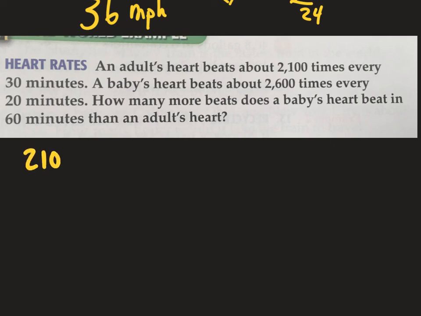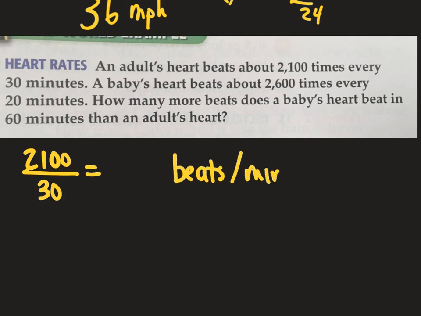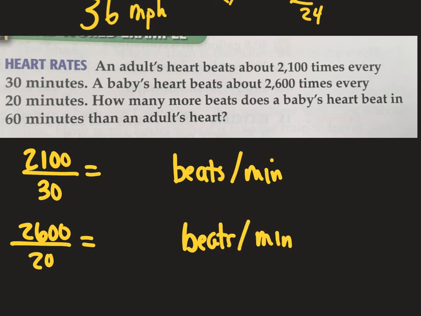Okay, so 2100 beats in 30 minutes. If I do this per, I will know how many beats per minute. And if I do this other one, 2600 over 20, I'm going to know how many beats per minute. But they don't want to know in 1 minute, they want to know in 60. So I think I'm going to have to take my answer and multiply it by 60 before I subtract, because they want it in 60 minutes.